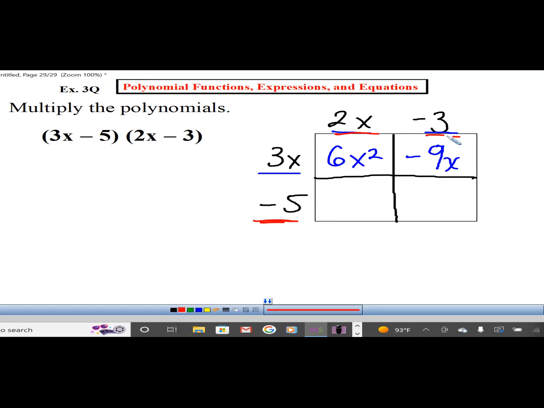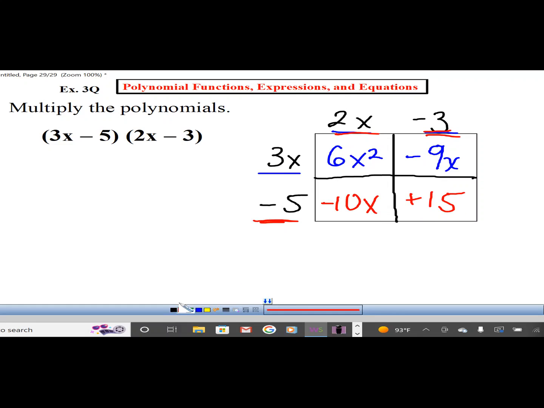-5 times these two again. Help me with this part, Delilah. -5 times 2x is -10x, and -5 times -3, 15. Hands if you got that.